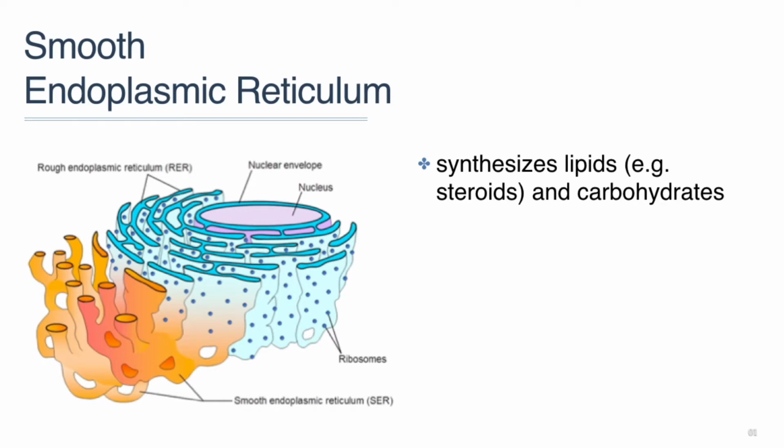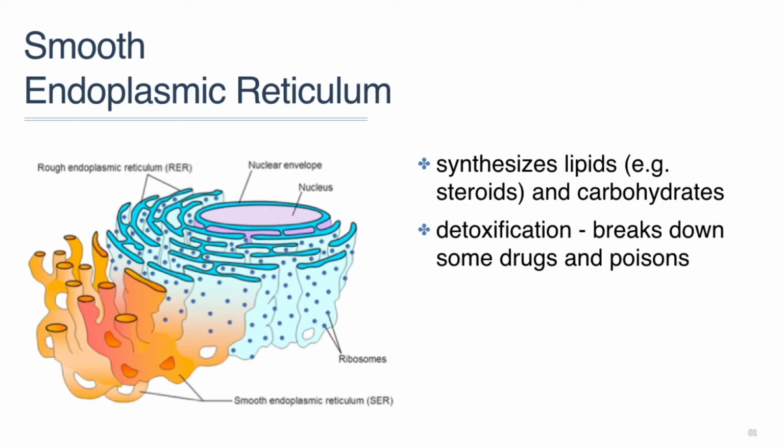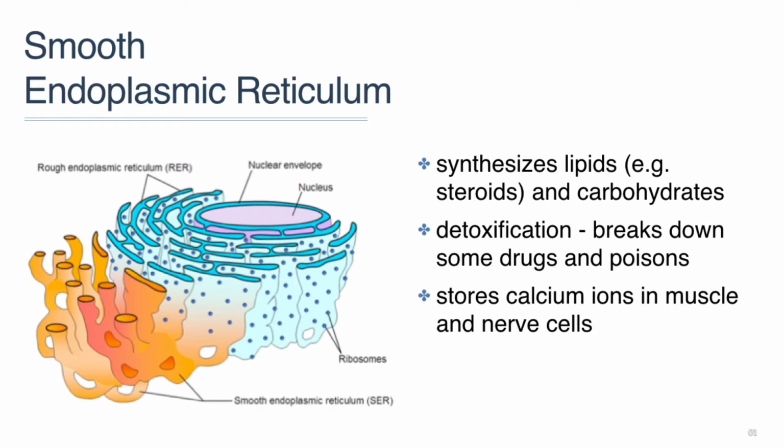The smooth endoplasmic reticulum is also involved in the breakdown of drugs and toxins, a process called detoxification. And a third function is one of storage. Some cells in the body will actually use the smooth endoplasmic reticulum to store calcium ions, especially muscle and nerve cells, which use those calcium ions in order to function properly.